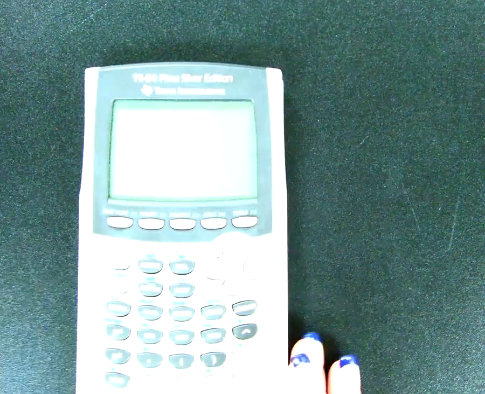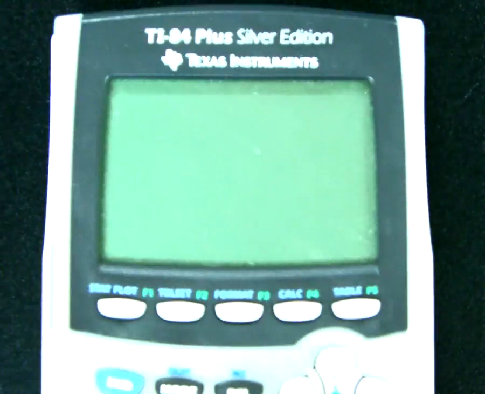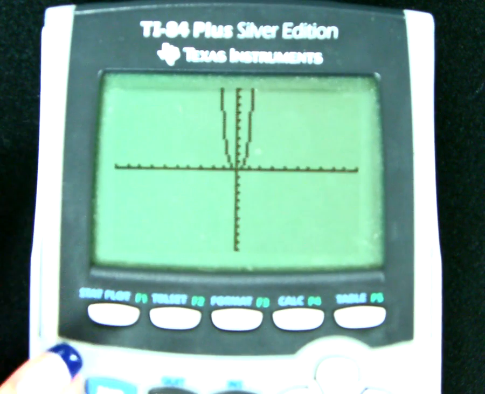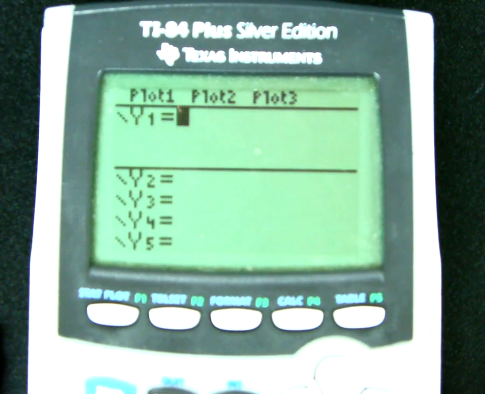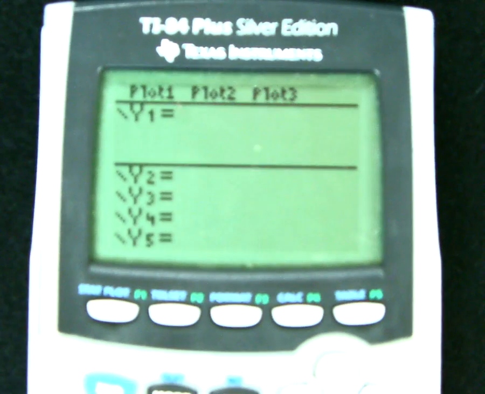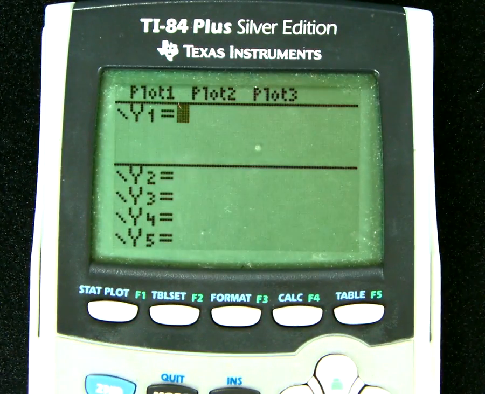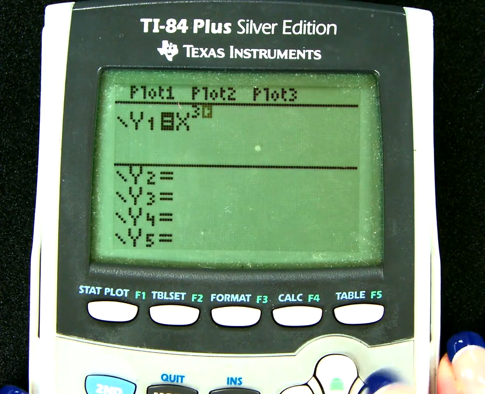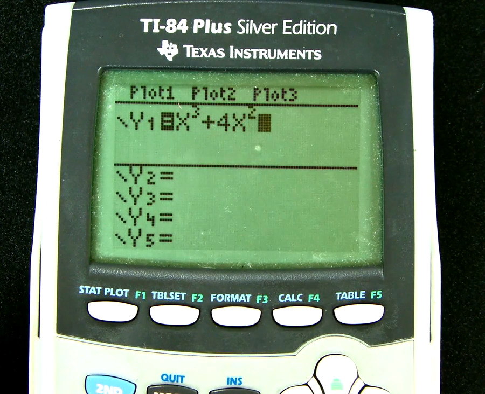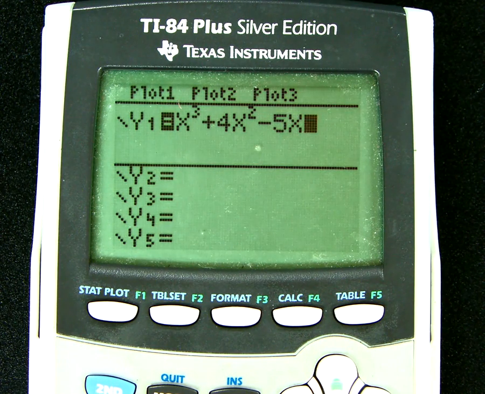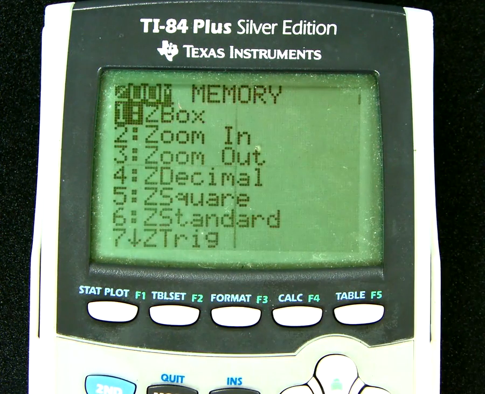All right, so first equation, hopefully we have it written down. I'll get my screen adjusted here. All right, so in the y equals, we're going to clear what's there, and then we're going to type in our new equation. So we have x cubed plus 4x squared minus 5x. Starting in a standard window, so zoom 6.